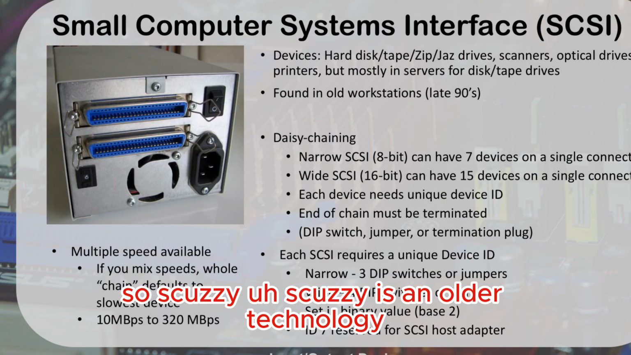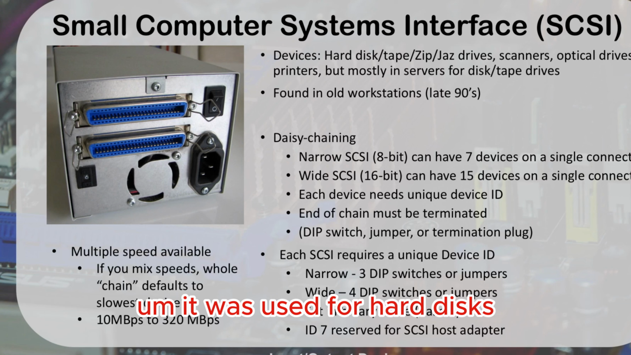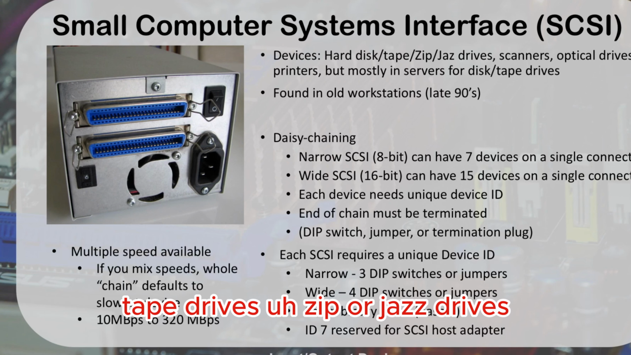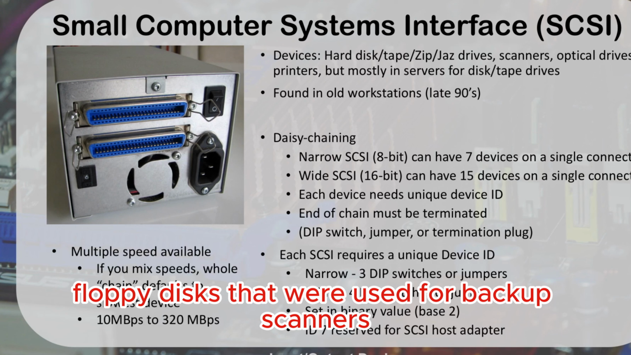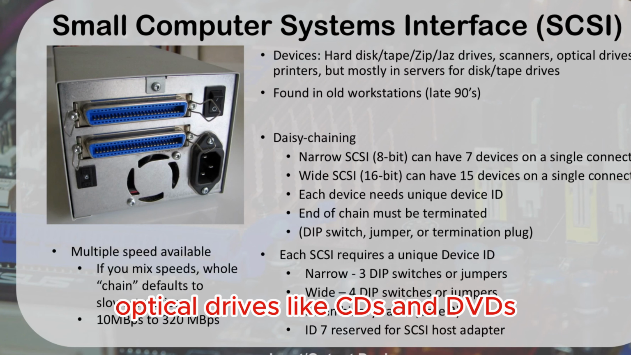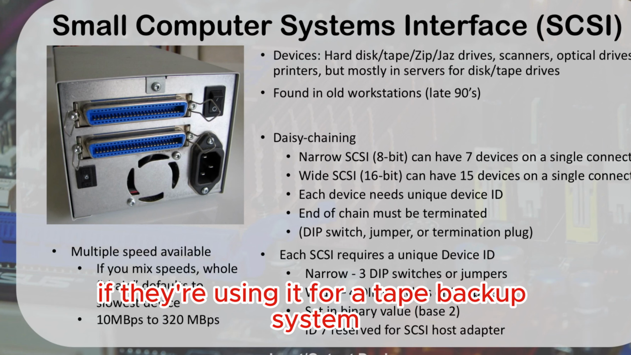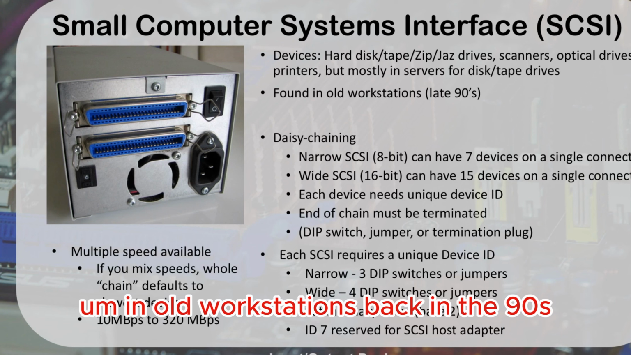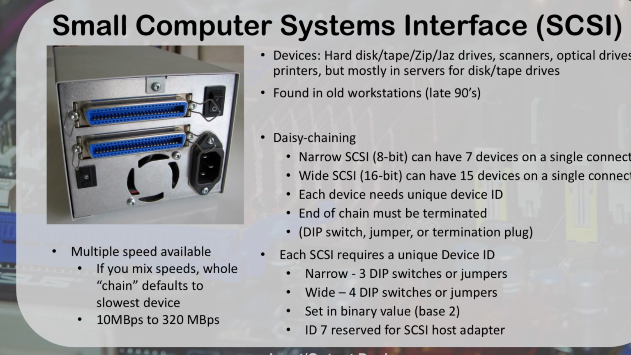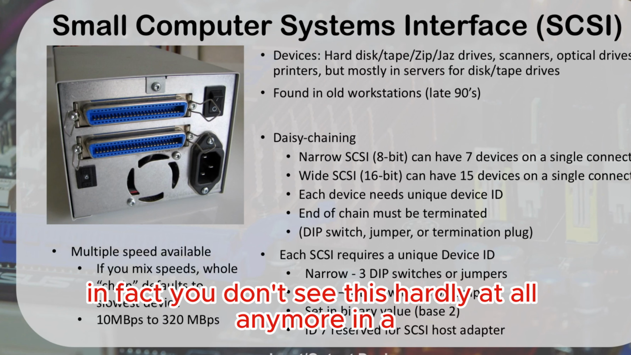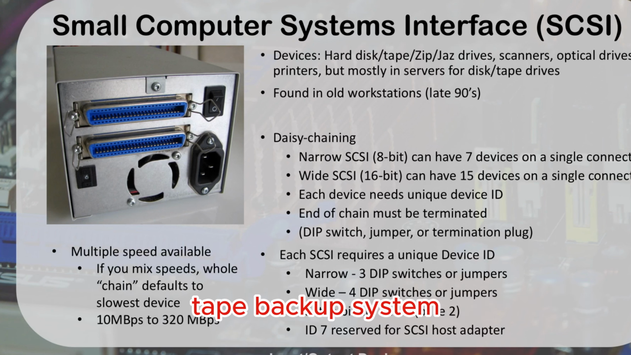So SCSI. SCSI is an older technology. We don't use it much anymore. It was used for hard disks, tape drives, zip or jazz drives, which are all forms of tape backup drives essentially, or large capacity floppy disks that were used for backup, scanners, optical drives like CDs and DVDs, printers. And mostly you'd find this nowadays in servers if they're using it for a tape backup system. In old workstations back in the 90s, this was common for hard drives, but it's not very common anymore. In fact, you don't see this hardly at all anymore. I don't think I've ever seen it in the last 10 years in a commercial application, with the exception of a server tape backup system.